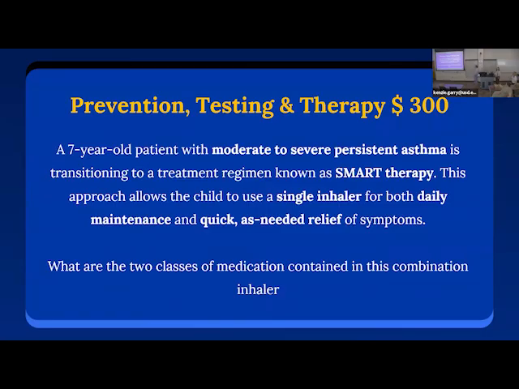A 7 year old patient with moderate to severe persistent asthma is transitioning to a treatment regimen known as SMART therapy. This approach allows the child to use a single inhaler for both daily maintenance and quick as-needed relief of symptoms. What are the two classes of medication contained in this combined inhaler? Was it us? Yes. Okay, an inhaled corticosteroid and a SABA.